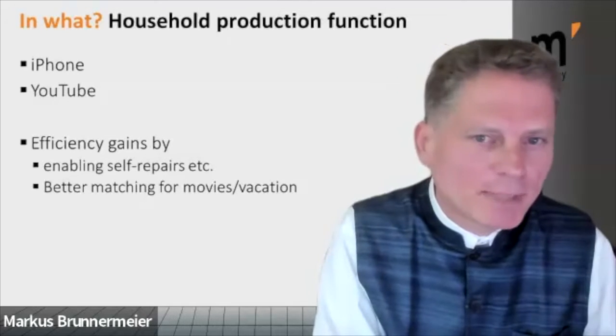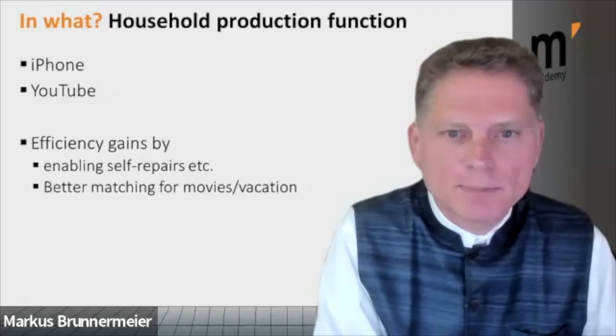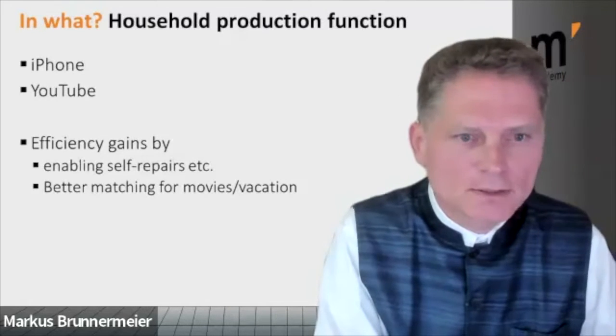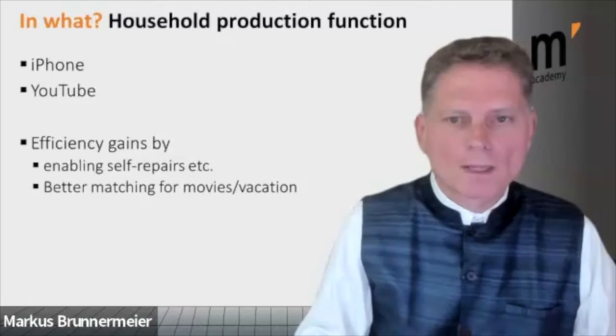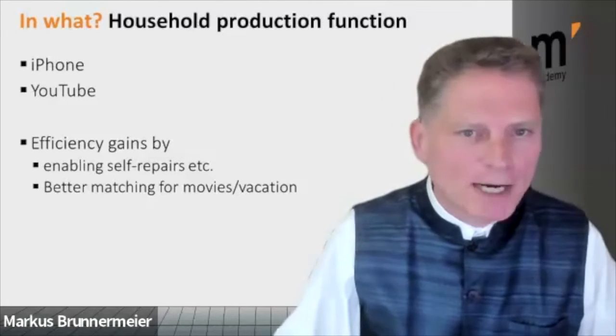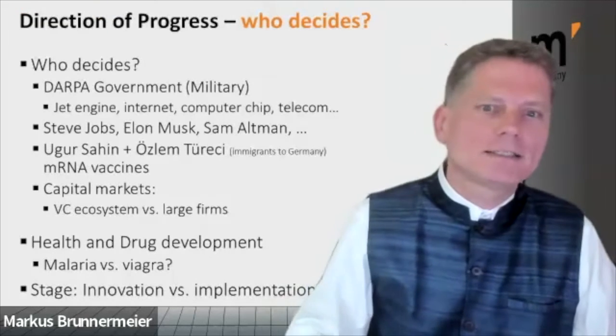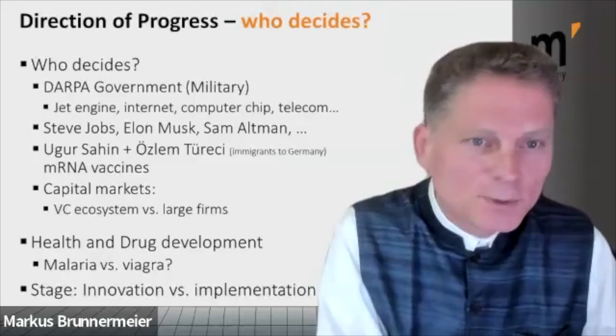So there might be a better matching of movies and vacation as well, finding something on Airbnb and so forth. And that also increases the household production function. But the big question I think Daron will address is, who has the power to decide which direction the progress goes, and who decides it? So in a sense, who is deciding it?